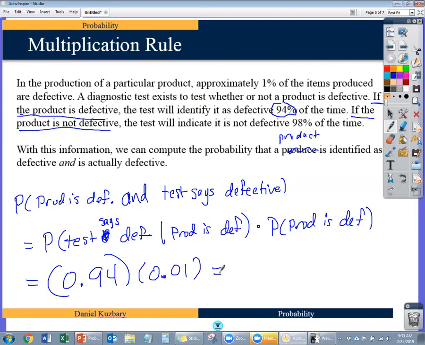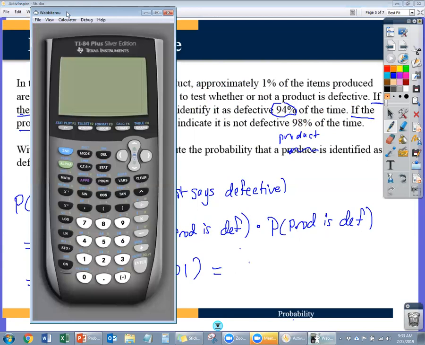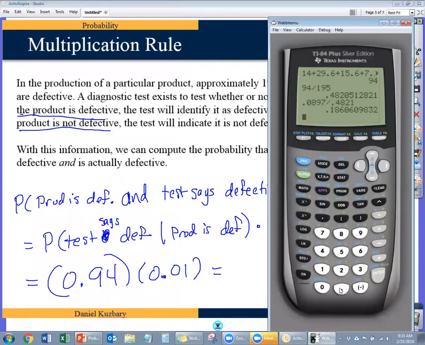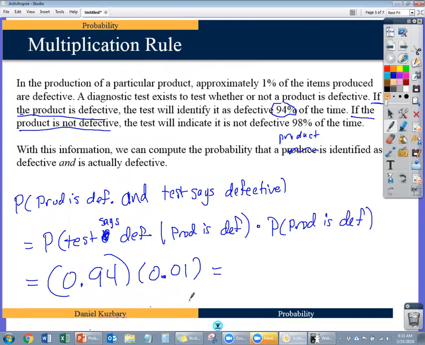So I'm going to write that as a decimal too, 0.01. And I'm going to use that to find my probability that both of these happen at the same time. So the chance they both happen at the same time is 0.94 times 0.01, which is 0.0094. So that's my chance that I produce a defective product and my test catches it, which is pretty small, but it's not that much smaller than 0.01, which is the chance that I produce a defective product. So that's an example of how you use the multiplication rule to find and probabilities.